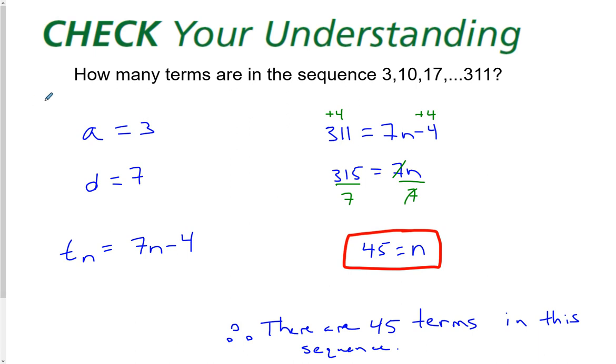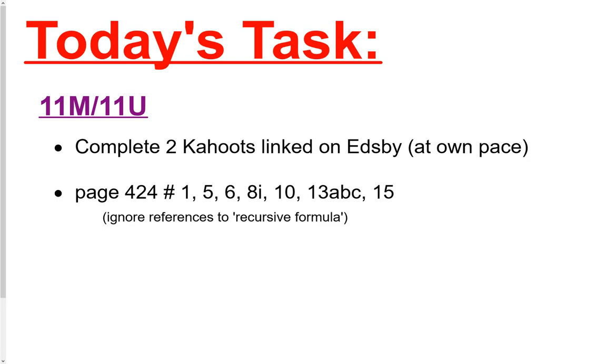Now it's time for your tasks for today. Everything is on Edsby. You've got 2 Kahoots that are linked there to complete at your own pace. And then some book stuff. A reminder that for this chapter, we're all using the same textbook. I posted the particular chapter on the agenda for Edsby today. One thing I want you to watch out for is ignore references to recursive formula. You don't have to do any of the stuff where it says recursive formula. Just ignore that because we're going to cover that later.